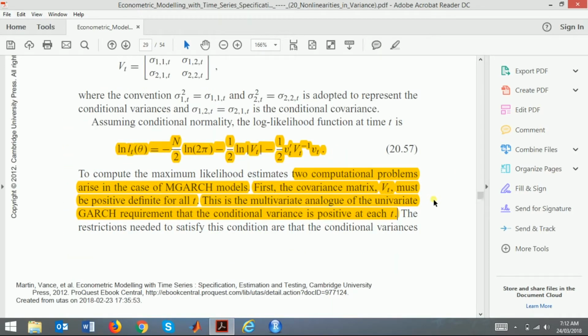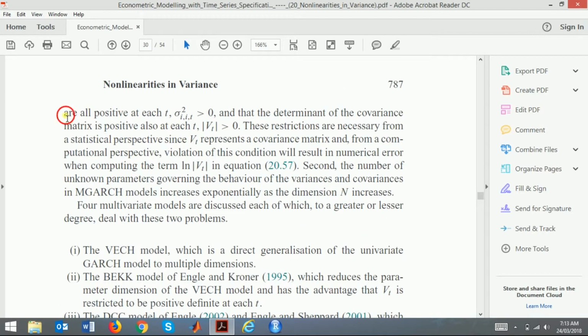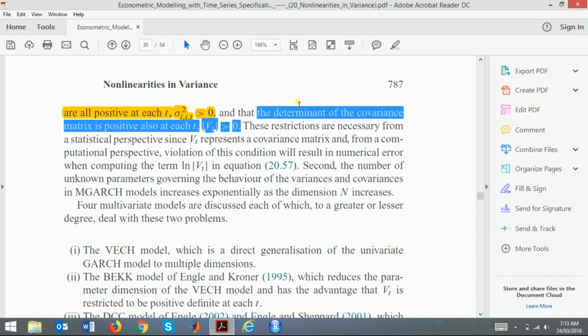Okay, so the conditional variance must be positive, but hey, I understand variance is positive all the time because it's a square. So what we are talking about is that there are no zeros. Fine, makes sense. The restriction needed to satisfy the condition that the conditional variances are all positive at each t. Okay, so they are not zeros. The variances are always greater than zero, and the determinant of the covariance matrix is also positive.